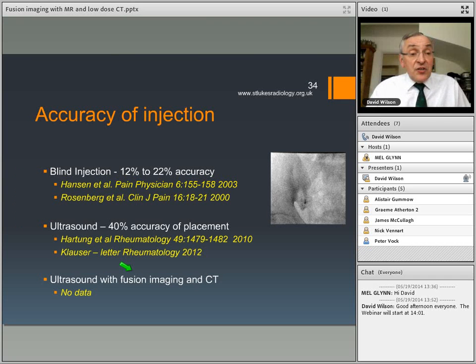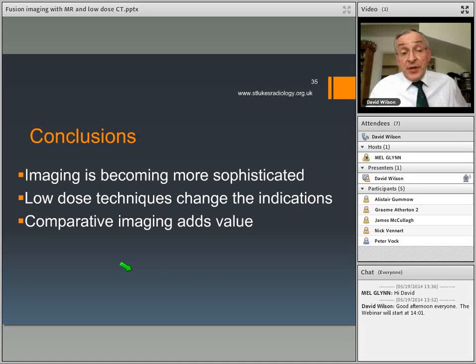So what have we learned from all of this? Well, I think images are becoming more sophisticated. Many of us for many years have been using two types of imaging to make diagnoses and come to conclusions. But now we can link the two together. We can fuse them and we can look at them side by side. And that does give you information that you really didn't have before.